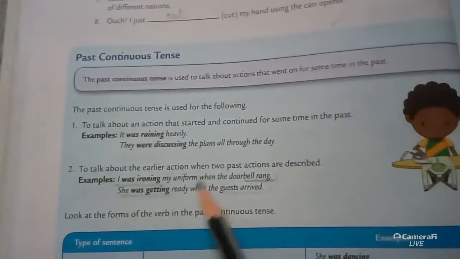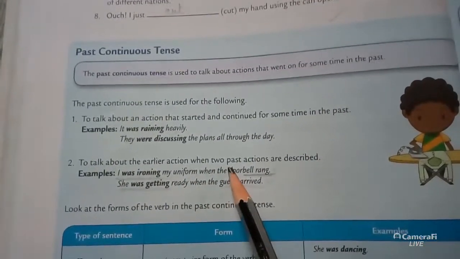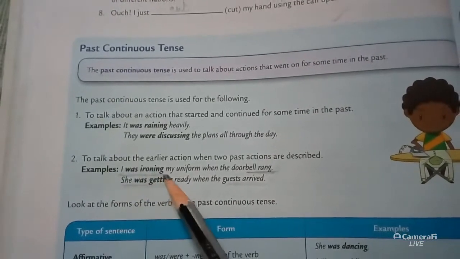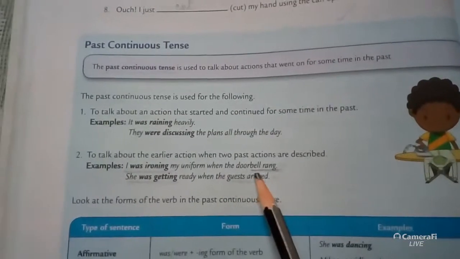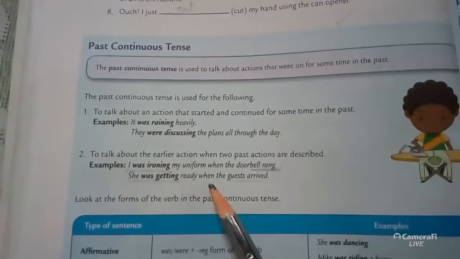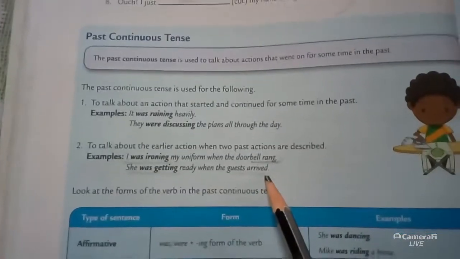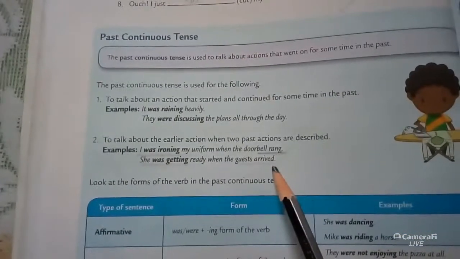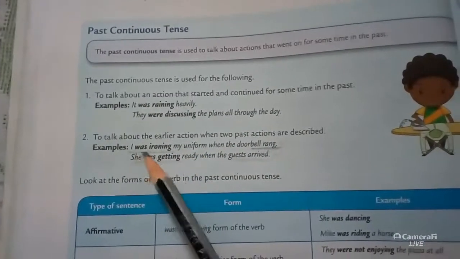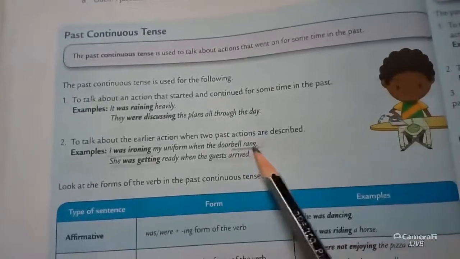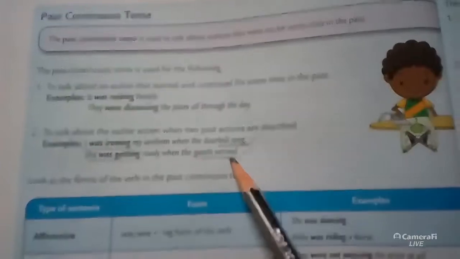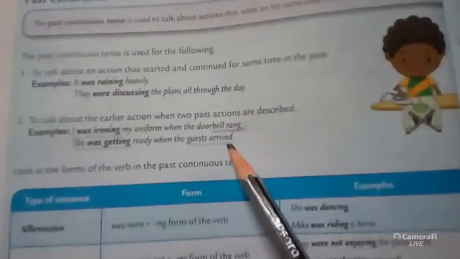And to talk about the earlier action when two past actions are described. I was ironing my uniform when the doorbell rang. She was getting ready when the guest arrived. We talk about the earlier action in past continuous and the second action in simple past. Okay?